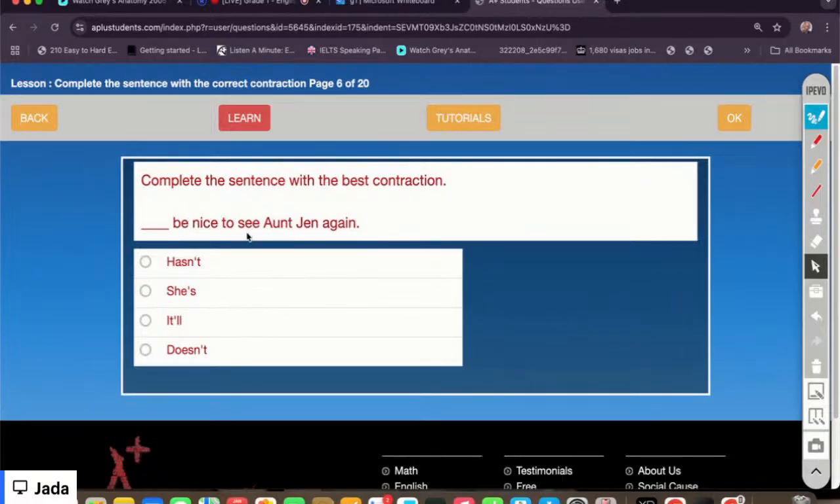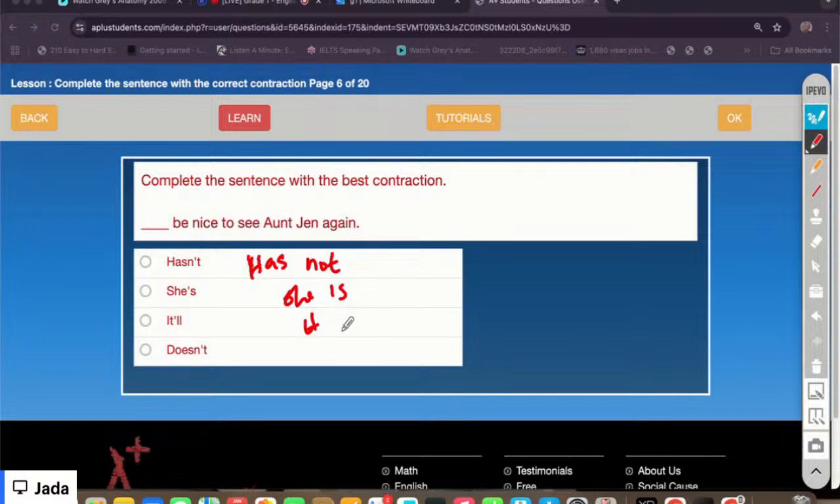That should be nice to see Aunt Jen again. So we have has not, she is, it will, and doesn't. So does not. So we have to choose: has not be nice, she is be nice, or it will be nice, or does not be nice. What do you think is the right one? Which one is the right contraction here?